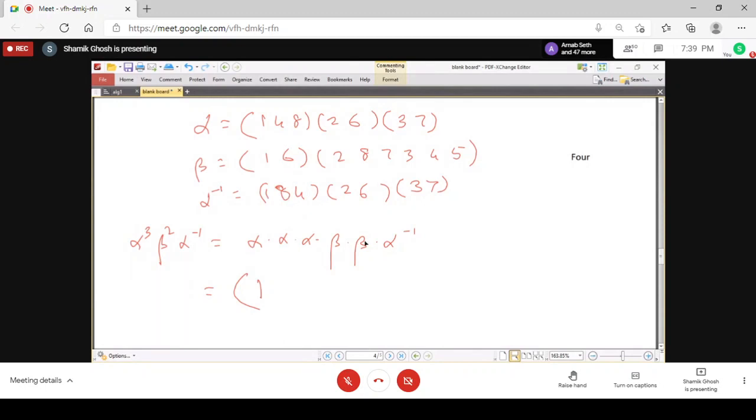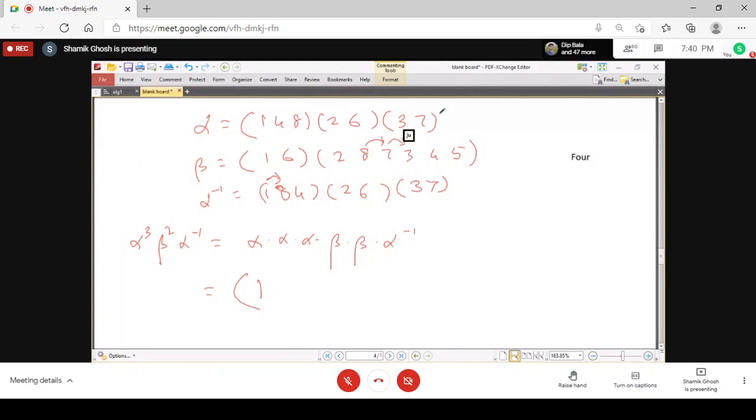Now you go to beta. So 8, now you see what 8 goes to. You have 2 applications of beta. 1 under alpha inverse goes to 8, and then 8 goes to 7, 7 goes to 3. So now 3 is the number.